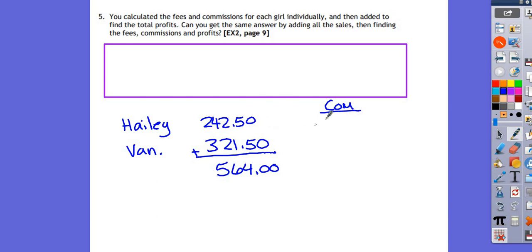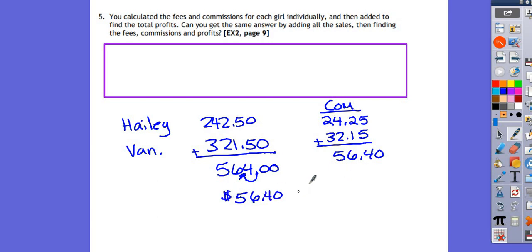Well, commissions were 10%, so individually I saw this was $24.25. The commission from Vanessa, we got $32.15. And when I add those together, I get $56.40. So if I was to find 10% commission from this grand amount, I should get $56.40, because that would mean I'm doing the same thing. Well, 10% of this means bouncing my decimal forward one, and it looks like I do get $56.40. They are the same, so you can do it as a whole amount instead of calculating it individually.